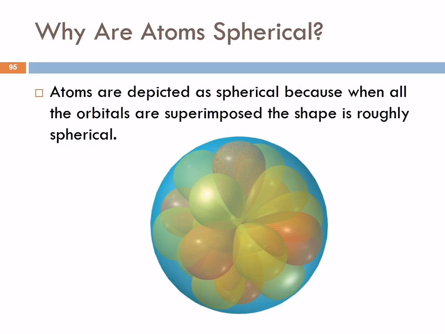So we've got all of these weird shapes, right? And yet we think of atoms as being spherical. Well, we depict them as spherical because if we take all of those orbitals and superimpose them on each other, good luck drawing that, the shape is roughly spherical.